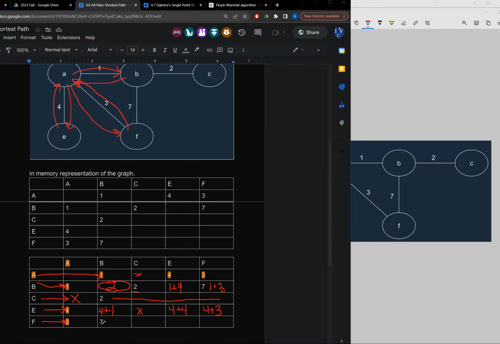And then to get to B, 3 plus 1 is an improvement over 7. C, we can't get there from A yet, so no update there. To E, all right, 3 plus 4. All right, what you can see here, we have mirrors, 4 plus 3, now we have 3 plus 4. 1 plus 4, 4 plus 1, 1 plus 3, 3 plus 1. Yeah, I'm just leaving the numbers here so you can see where they're being built from. And then F to A, 3 and 3 back.